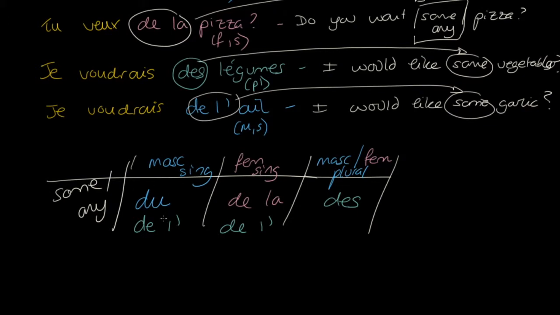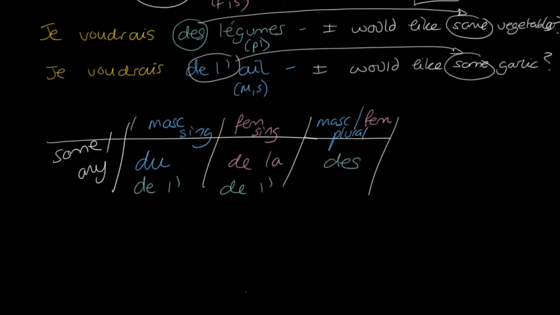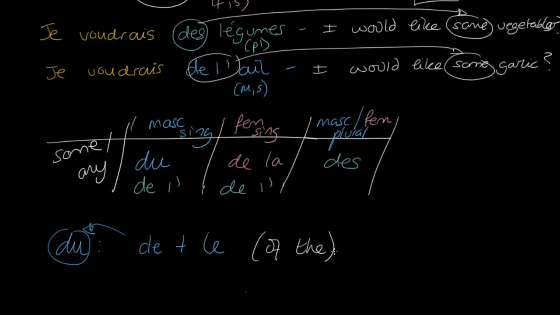Now, you might be wondering where these come from. You might not, but I'm going to tell you anyway. This is just a little extra. We don't need to know this, but it might help some of you to understand what's going on here with the language. Now, du is actually the contraction of de and le. And de and le together form du. Okay, which I suppose translates as of the, which does make sense.